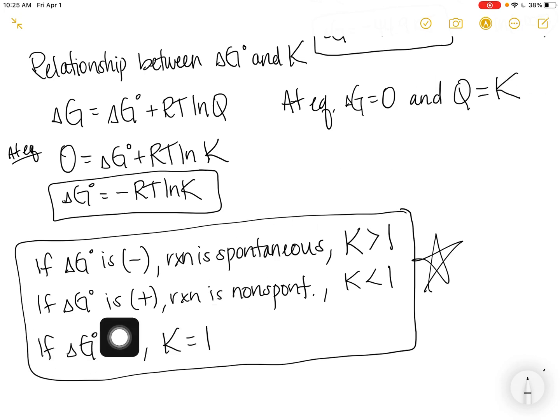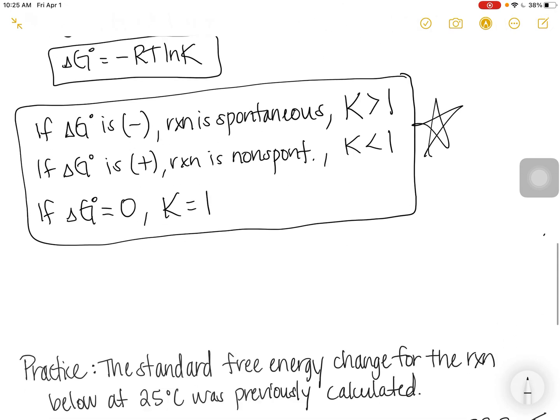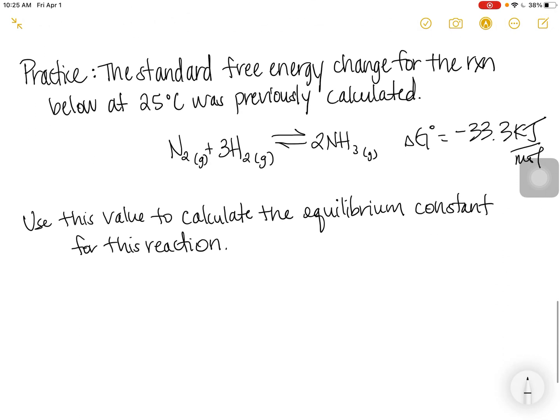So this is kind of the important relationship. This last one, let's talk about it for a second. If K is 1, well, the natural log of 1 is 0, and so then 0 times R and T is 0, which means delta G is going to be 0. So just something to think about, that you can determine that mathematically by looking at the equation. And then how can we use this? Well, we can use it in a problem like this to actually calculate the equilibrium constant.